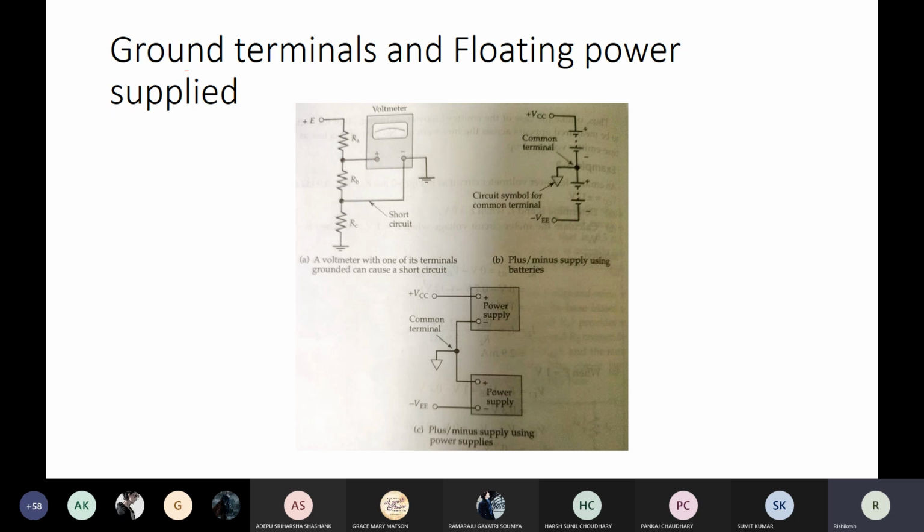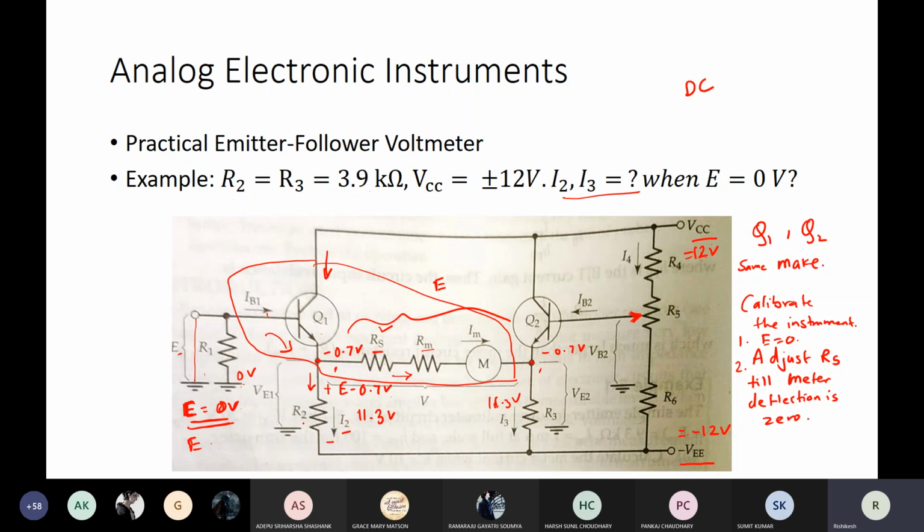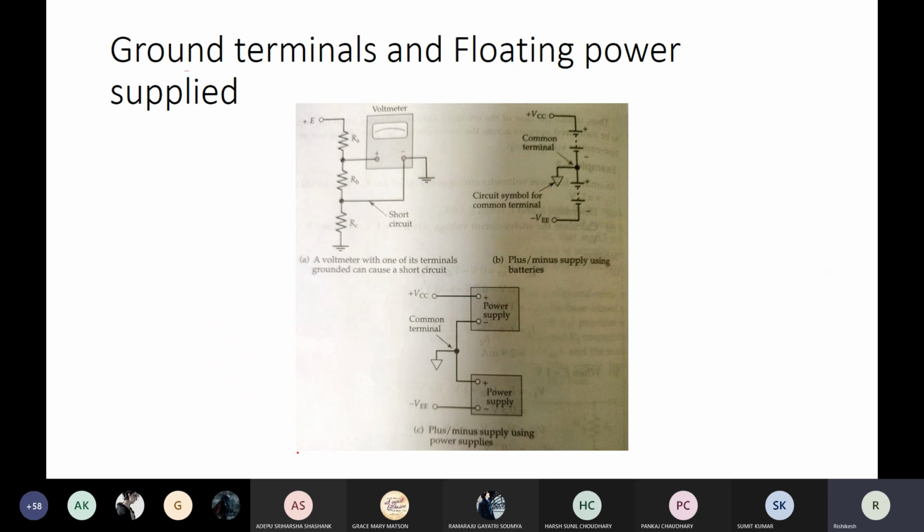The important points to understand are ground terminals and floating power supplies. At this time we use this symbol to represent the common terminal of the voltmeter. However, if you look at a circuit, this is the circuit within which we want to use the voltmeter to measure voltages across different terminals. It is a simple 3-resistance voltage divider circuit, and you would like to measure the voltage across these two.